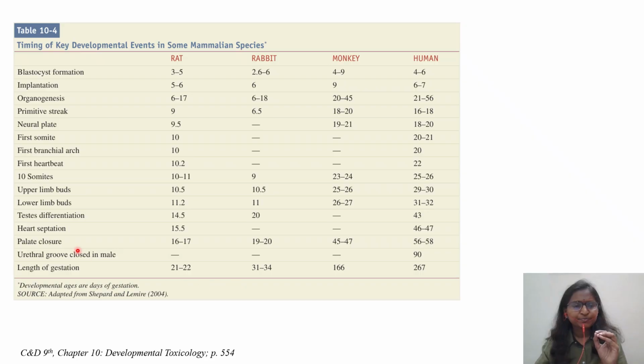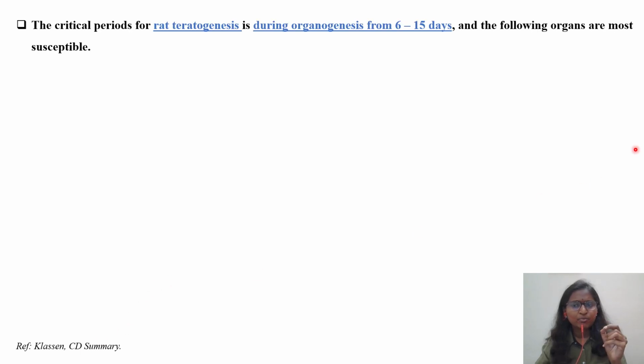In this table, it will be given about organogenesis, as well as the length of the gestation, right? So you remember across what species. I have discussed this table in my previous videos also. Okay, then next, from the Clayson CD summary only, let's discuss some more important points.